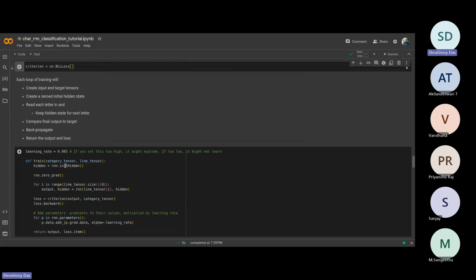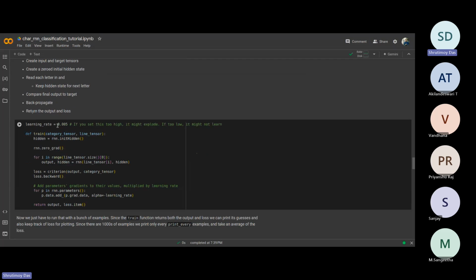We'll be using gradient descent. Let my learning rate be, say, 0.005. So this is the training function that we have. What does a training function do? It will initialize the hidden weights. This zero grad says that initially I want all my gradients to be zero because I'm not doing any training at all. And now this loop goes over all the inputs that you have.